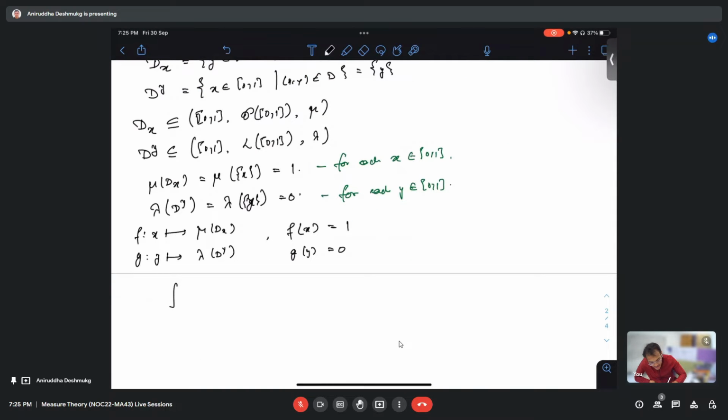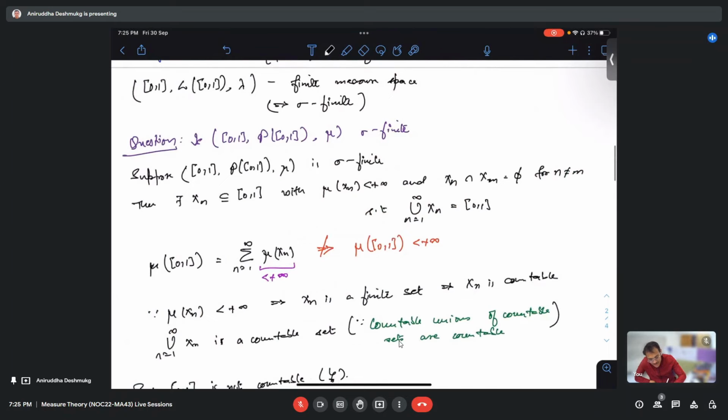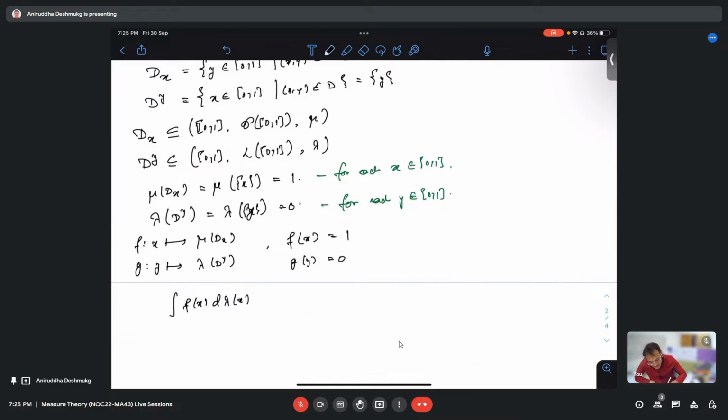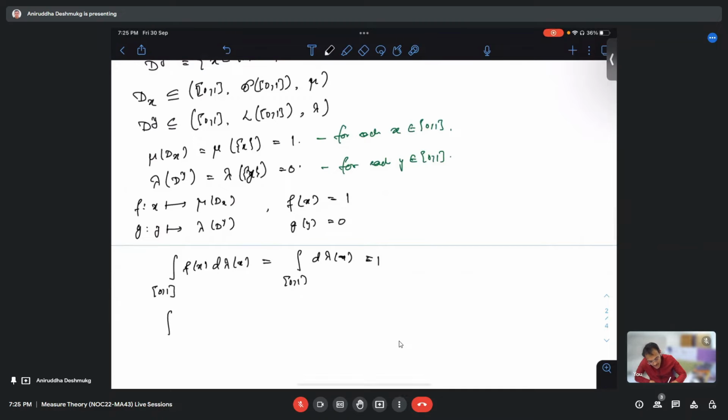Therefore, the integral of f(x) d lambda x. Notice that this was our x, the first one with the counting measure, so let me not write it x because it is confusing. This is the integral over 0, 1. Now f(x) is 1, so it is just d lambda x, which is 1. On the other hand, the integral of g(y) on 0, 1 with the counting measure is the integral over 0, 1 of the function which is now 0, which is 0, and therefore these two are not equal.